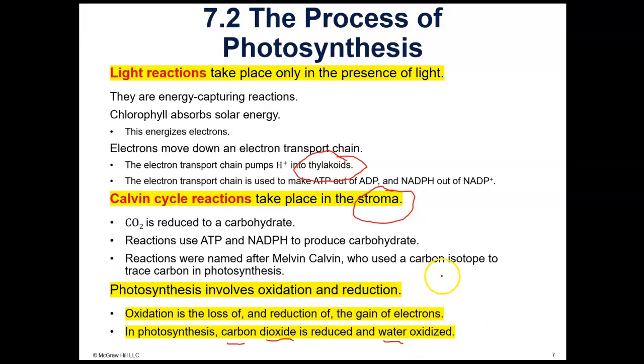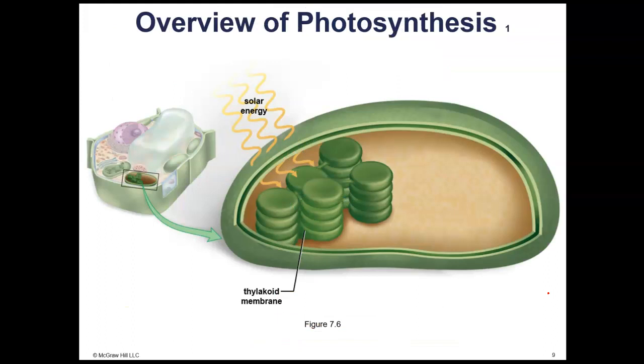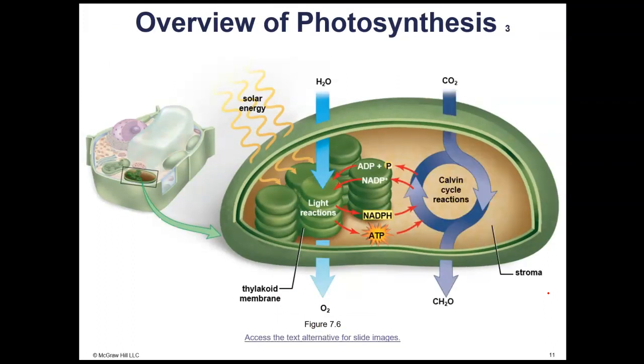You can also remember this to help you. OIL RIG. Oil is oxidation is loss, and rig means reduction is gain. Okay, so that's OIL RIG. Oxidation is loss, reduction is gain, and that will help you to remember that oxidation is loss of electrons, reduction is gain of electrons.